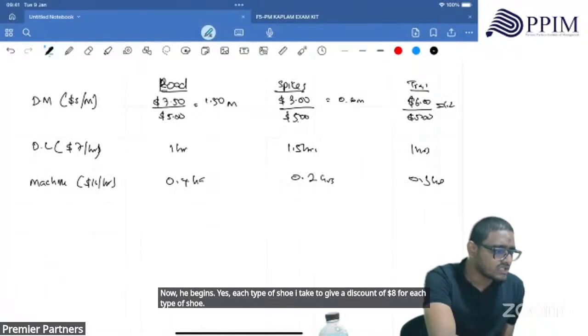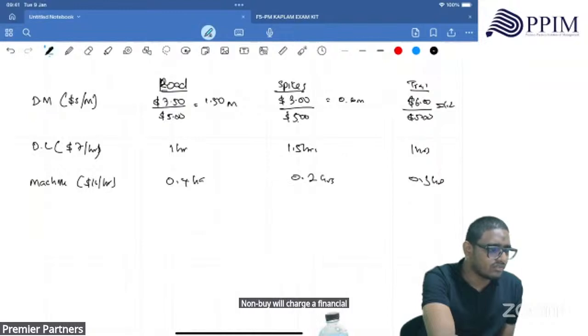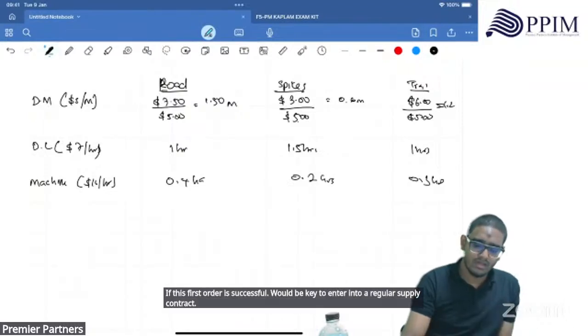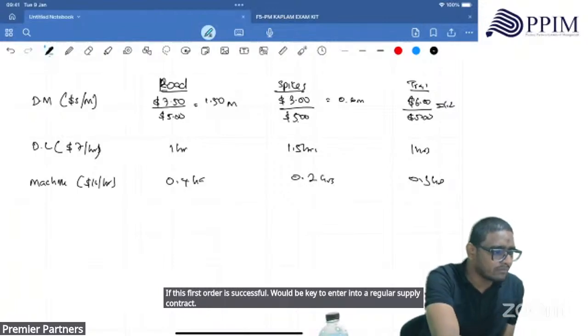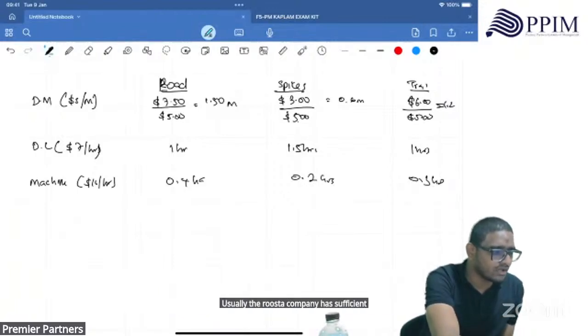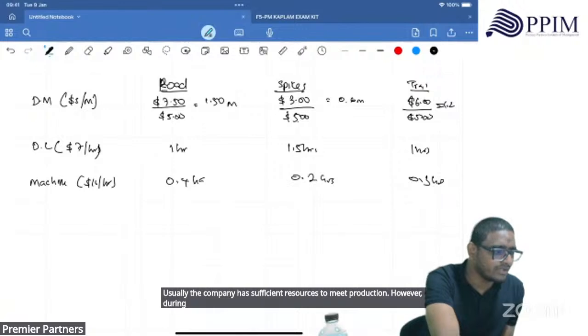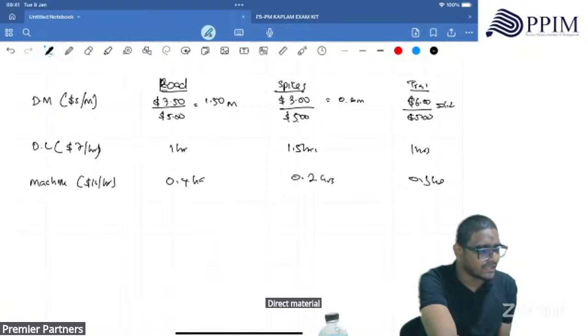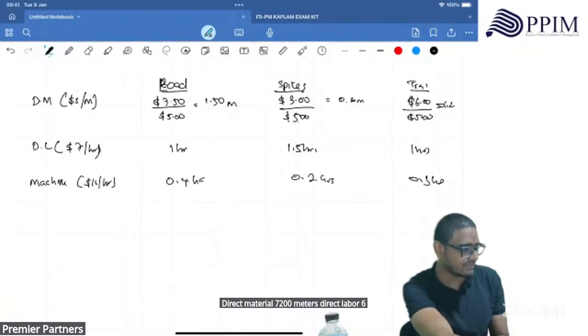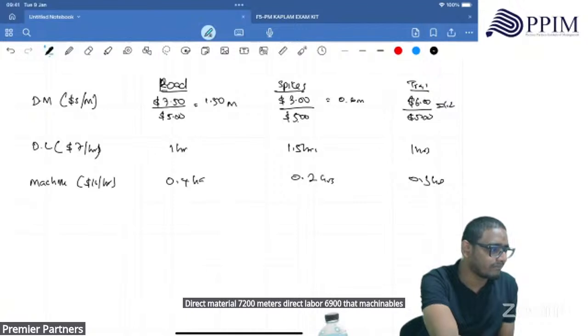Runway will charge a financial penalty if the order is not fully complete in March. If this first order is successful, Runway would be keen to enter into a regular supply contract. Usually, Belahouston company has sufficient resources to meet production. However, during March, the maximum availability for the following resources have been identified. Direct material 7,200 meters, direct labor 6,900, machine hours 1,815.